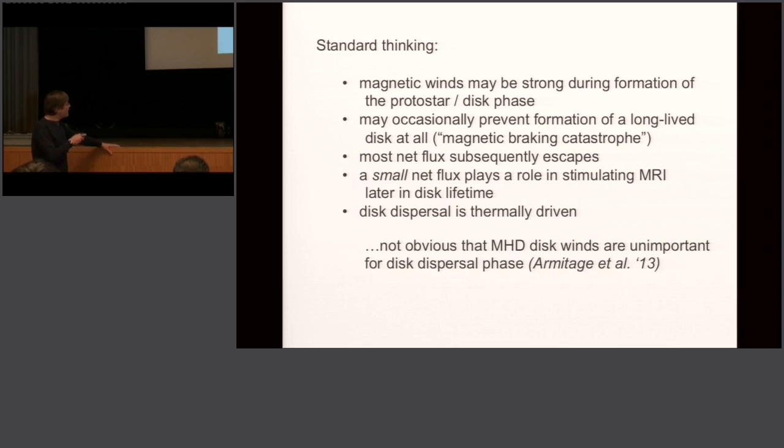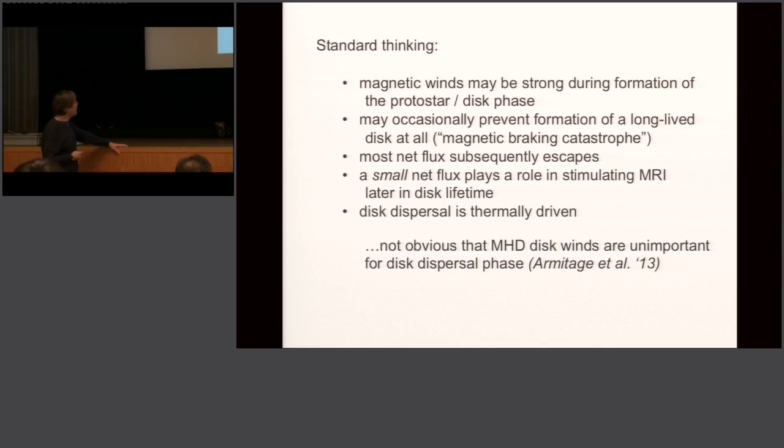And then disk dispersal is a thermally driven process, and the general interpretation of a large amount of numerical results is that if we're not in a rich cluster, it's probably X-ray or FUV photoevaporation that dominates that process. If we are in a rich cluster, it's the FUV flux from massive stars, which tends to boil away the disk from the outermost inward.